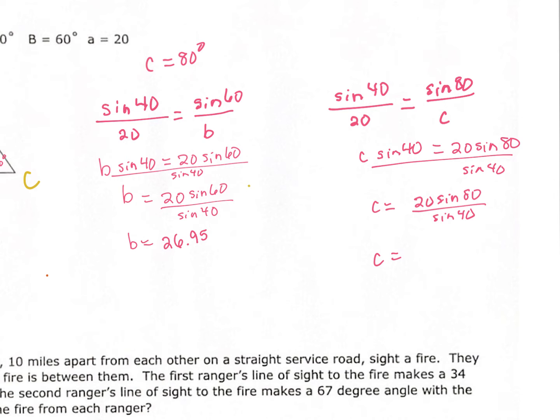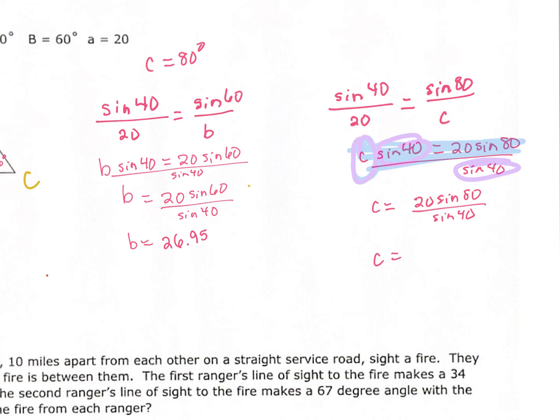We've got to divide by that. So you've got to do 20 times the sine of 80 all divided by the sine of 40. You can't do any dividing out beforehand. You've got to keep it as it is. Okay, from this step, I'm trying to get the C by itself. So I'm dividing by this. Do you see that? Is that what you were asking? Okay.